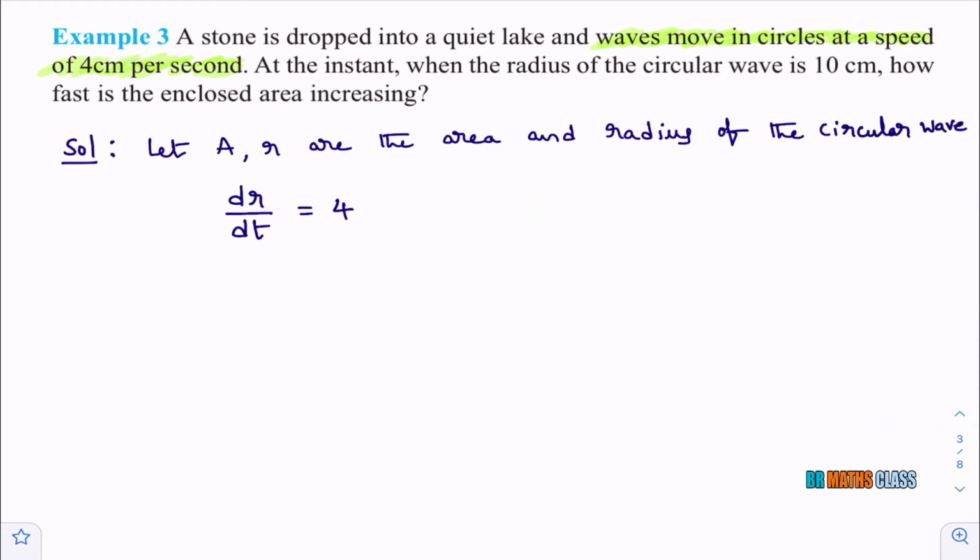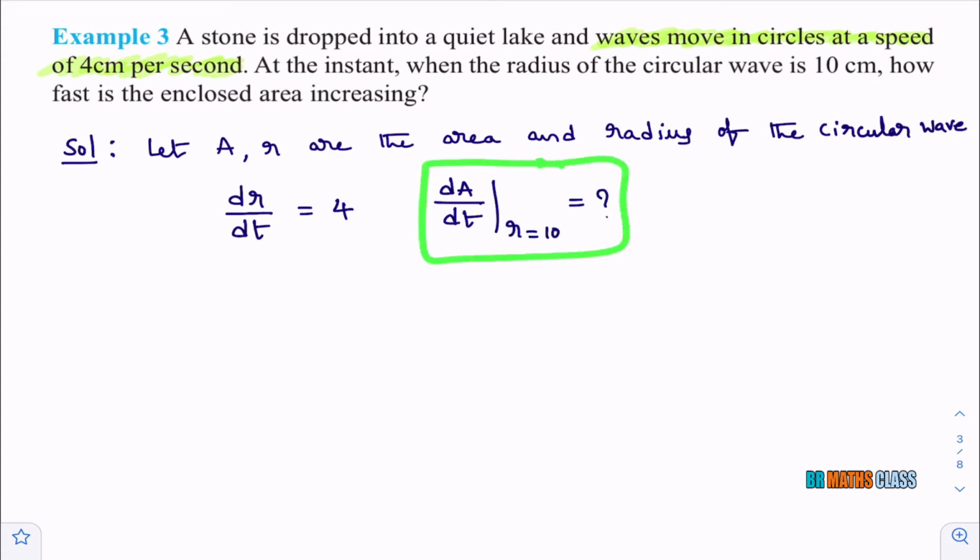Okay. Further, if we try to understand the question, at the instant when the radius of the circular wave is 10 centimeters, that means when radius is 10 centimeters, how fast is the enclosed area increasing. That means they are asking to calculate dA by dt when r equal to 10. So I'll write here what they are asking. They are asking to calculate dA by dt when r equal to 10. I hope you are understanding what I am explaining.